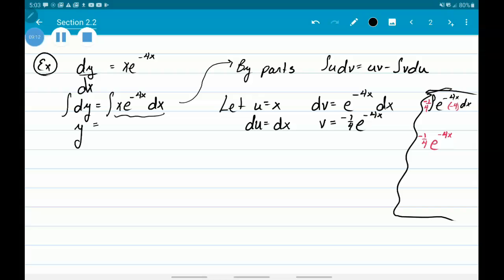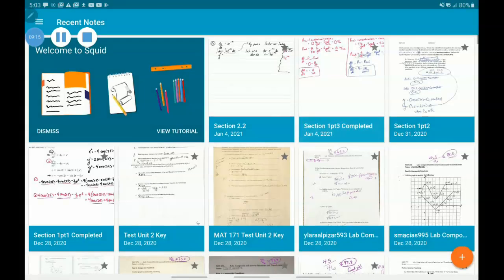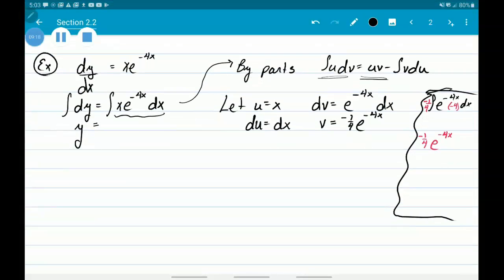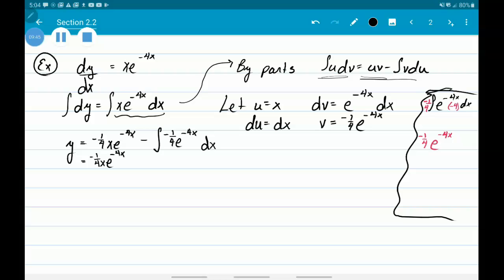So then by parts says when we integrate this, it's going to be uv minus the integral of v du. So it's going to be u times v. So it's going to be negative 1/4 x e to the negative 4x minus the integral of v du, which is dx. So I'm going to rewrite. I'm going to pull that constant out. Negative times a negative 1/4 is a positive 1/4.